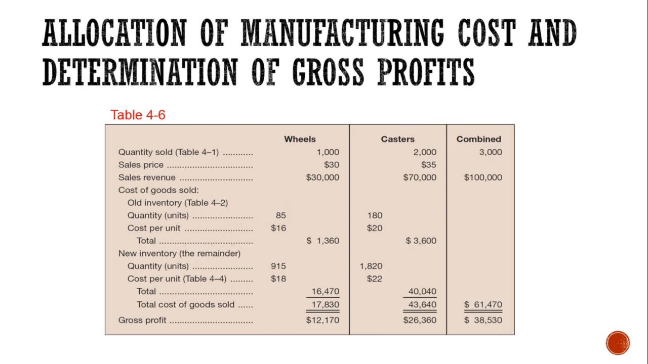So you can see the quantities sold for wheels, casters, and then combined, your sales price for wheels and casters individually, and then your sales revenue combined. It also shows your quantity for your cost of goods sold and the cost per unit, the total cost of goods sold, and then calculates your gross profit from there.